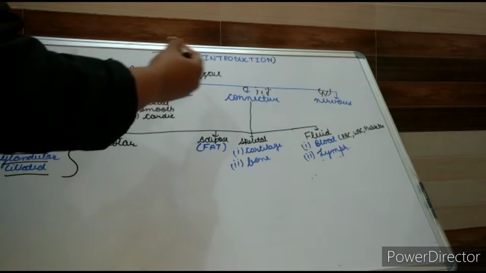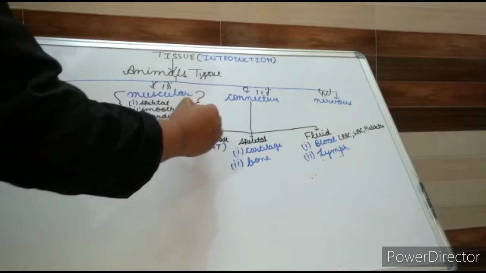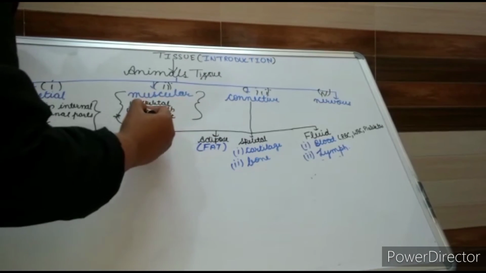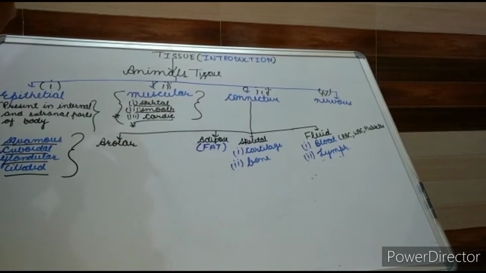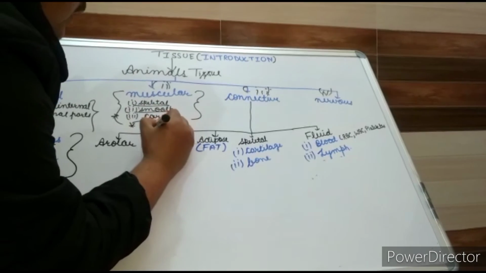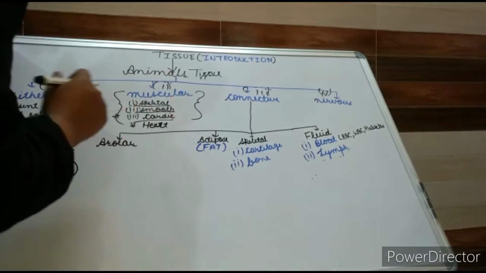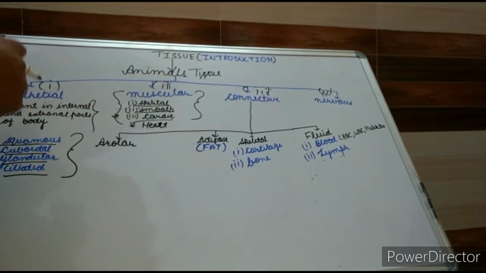The muscular tissues are divided into three categories: skeletal, smooth, and cardiac. Very important is cardiac, because the cardiac muscles are present in the heart and its basic function is contraction and relaxation.